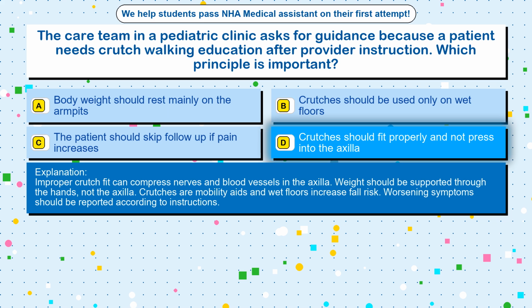Improper crutch fit can compress nerves and blood vessels in the axilla. Weight should be supported through the hands, not the axilla. Crutches are mobility aids and wet floors increase fall risk. Worsening symptoms should be reported according to instructions.